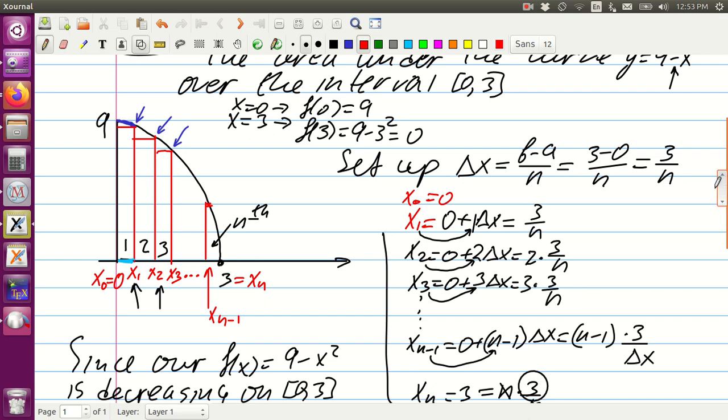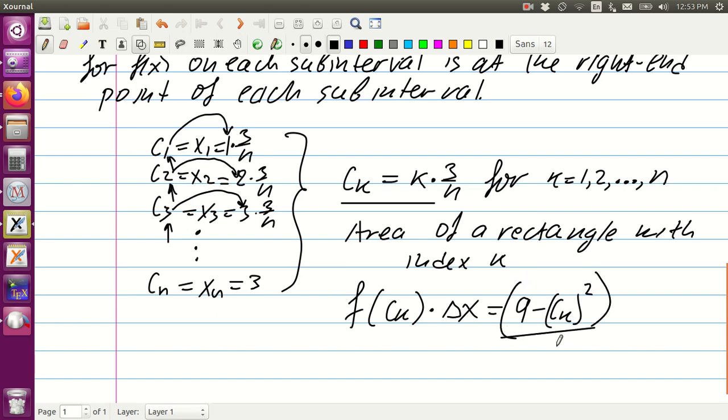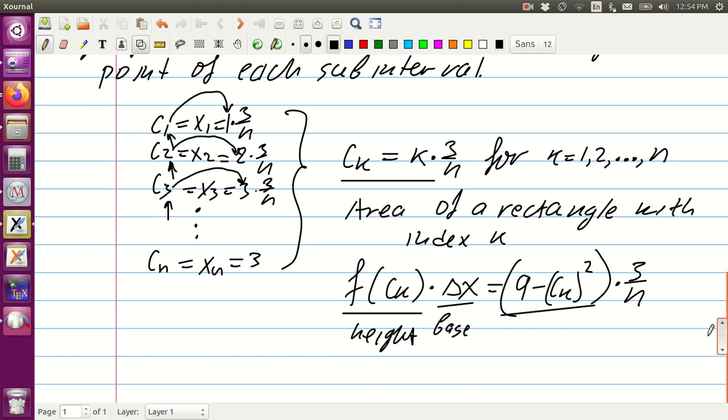All right, so for each of these rectangles k, I can find the area in general. In order to find the area of rectangle with index k, I have to take the height, which is f of c sub k, times the width, and the width is delta x. So in our particular case, it's going to be 9 minus c sub k quantity squared, since we used our function for the height. This is the height, and this is the base. All right, so times delta x. Now delta x is 3 over n. So for any rectangle k, this would be the area.